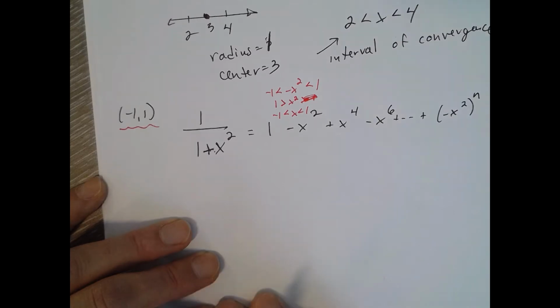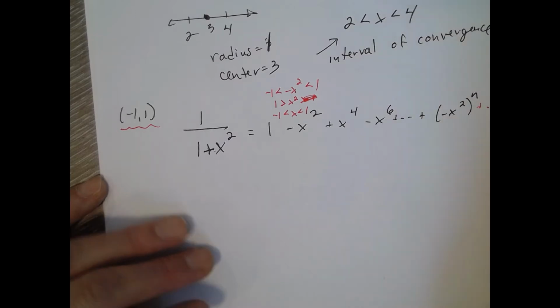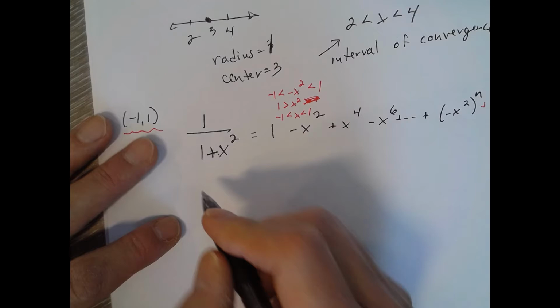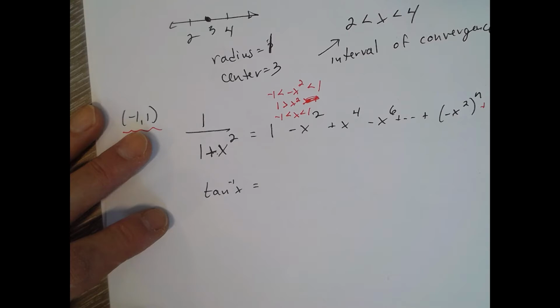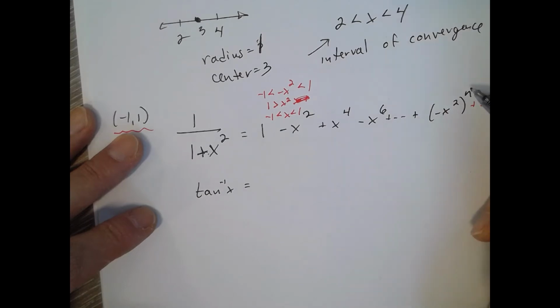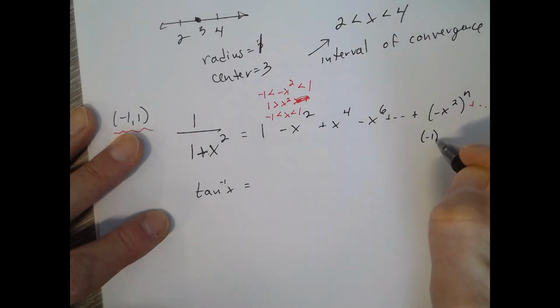Okay, so now, what if I wanted to figure out what the inverse tangent of x is equal to, using a power series? So this negative x squared to the n, it might be better to put the n inside, negative x squared to the 2n, and it might also be better to just take that negative 1 out of the whole thing: negative 1 to the n times x to the 2n. That's how I would write it.